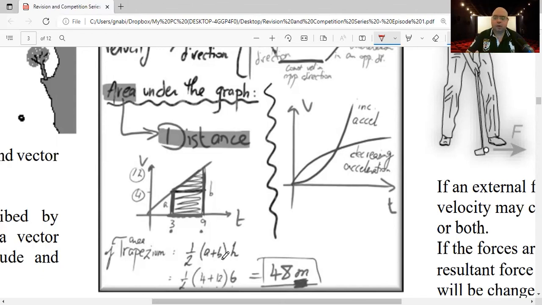If you want to find the velocity at any time, and it's a curve, then you need to draw a tangent at that point and find the gradient. If you want to find the acceleration at any point, then you need to draw a tangent and find the gradient of the tangent at that point.